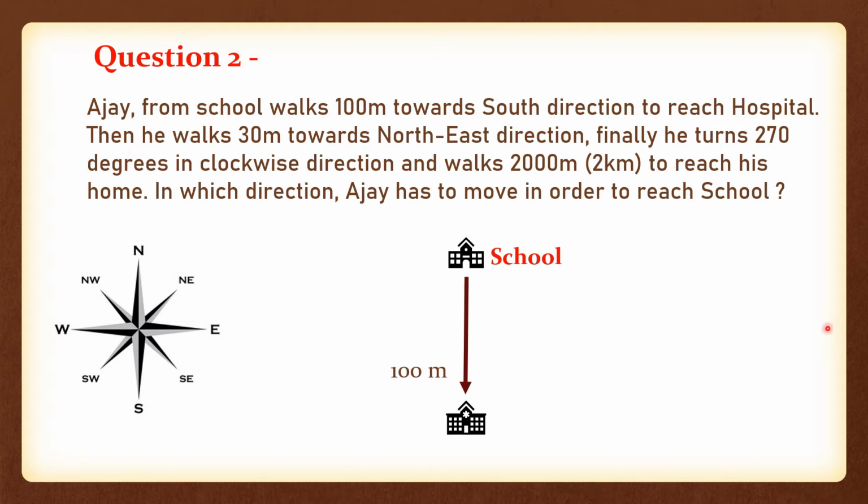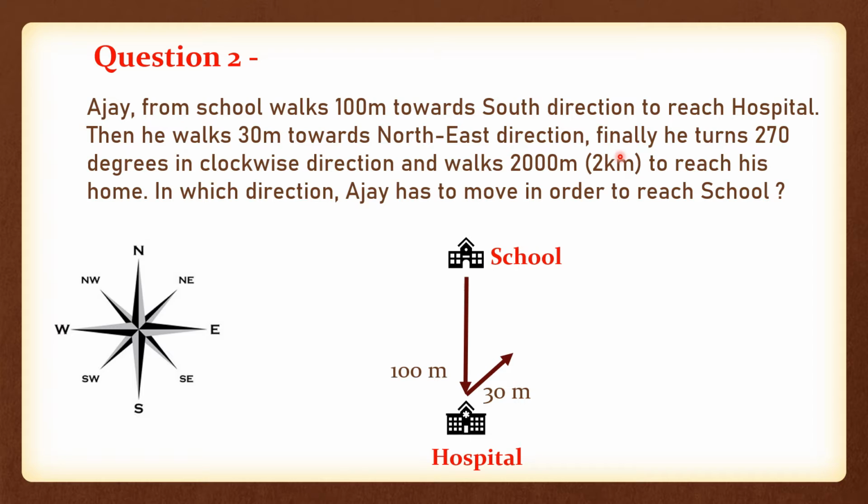Now this is hospital. Okay, now then he walks 30 meters towards northeast direction. So this is very important again. Means now Ajay was here. Now he is to move in the northeast direction, and he has to walk 30 meters distance. Means this is northeast. So if you are standing here, your northeast will be above, in the diagonal path. So this is your northeast, and you covered 30 meters distance. From here till here anybody can do it, I know.